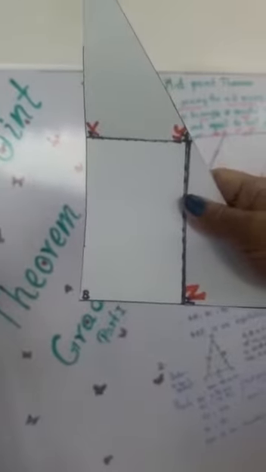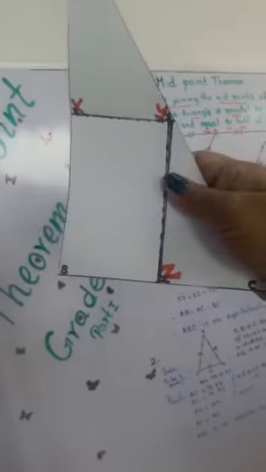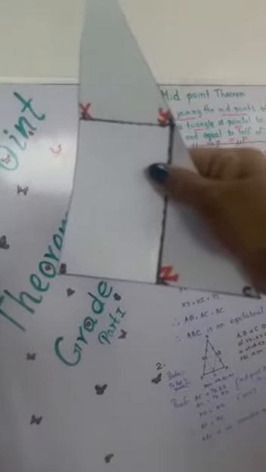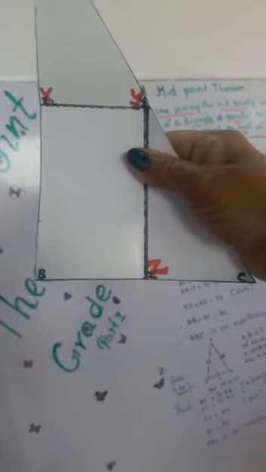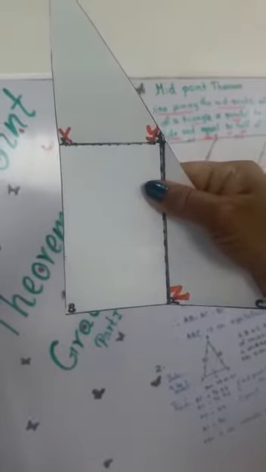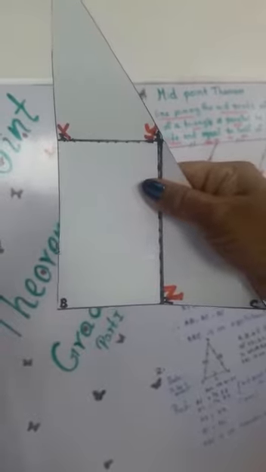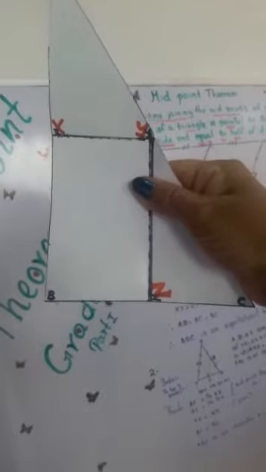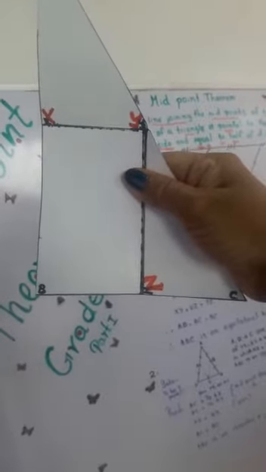If XY equals simply A, BZ is also A. These two also get equal. BZ is A, then we can say ZC is also A. BC equals 2A. Can you see there's a relationship between these two lines? If XY equals A, BC, the third side, equals 2A.